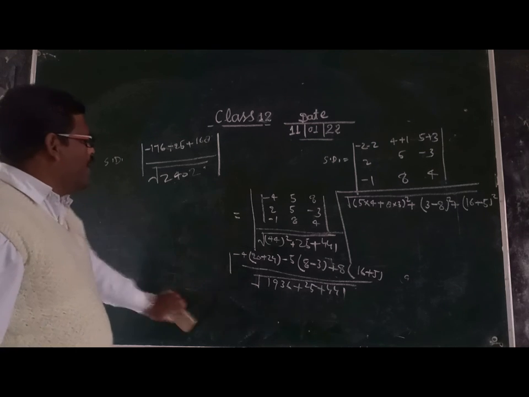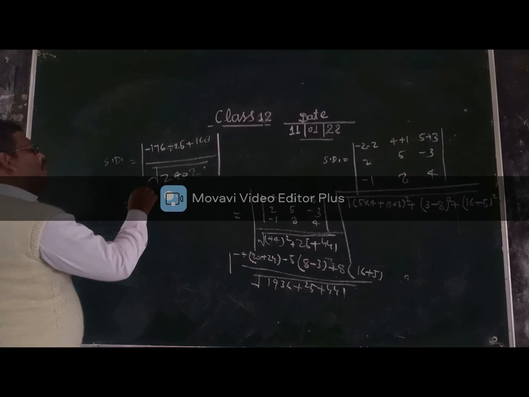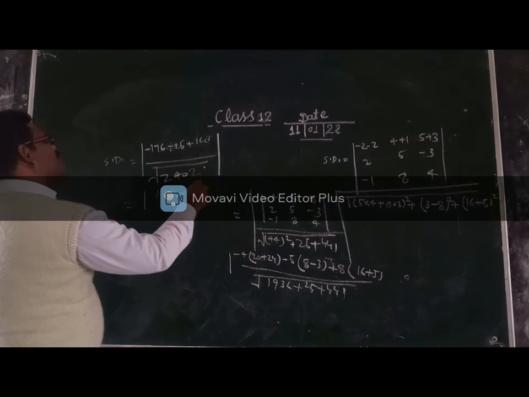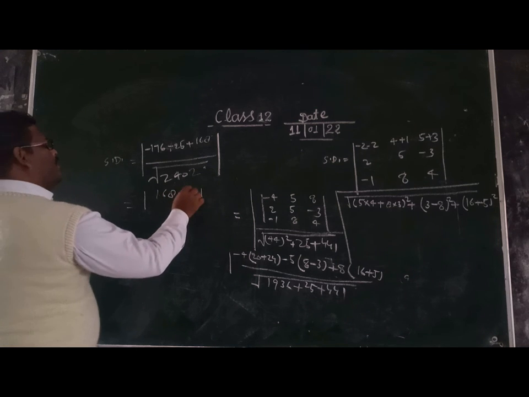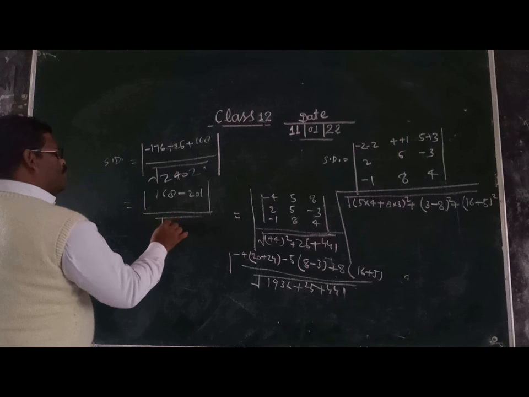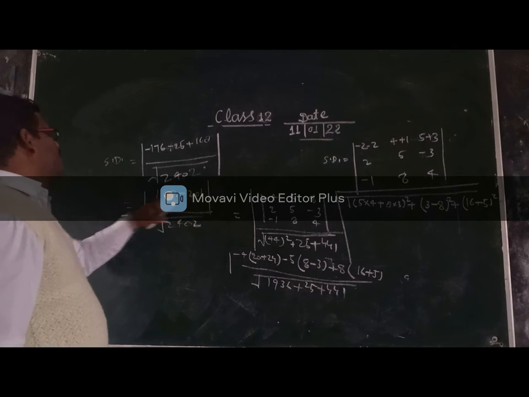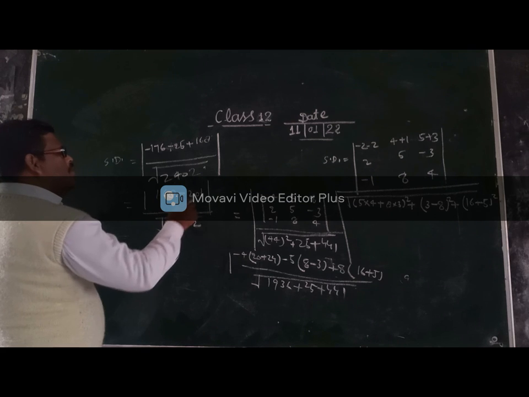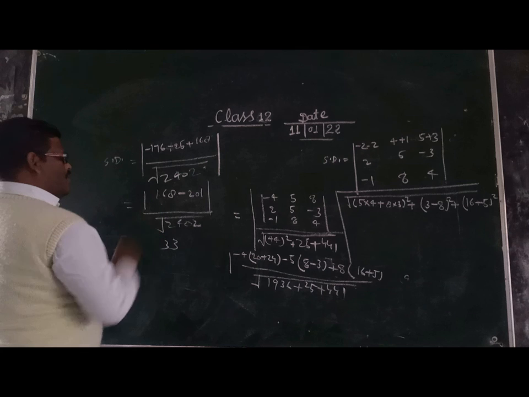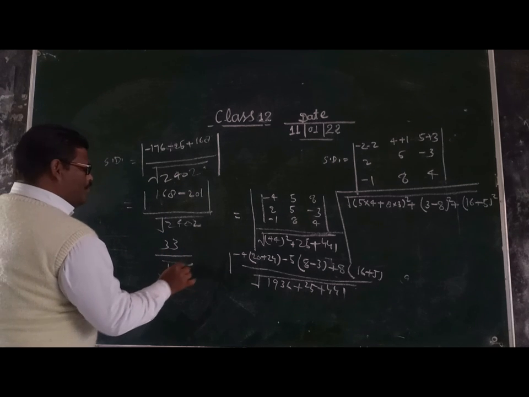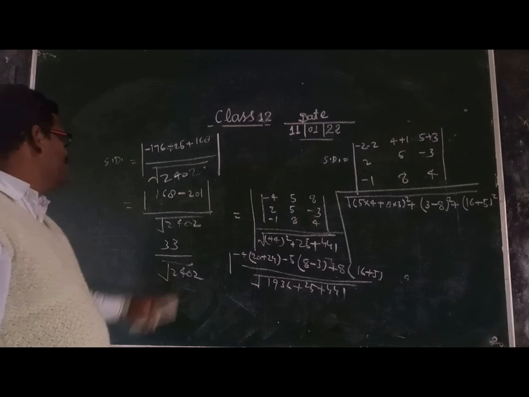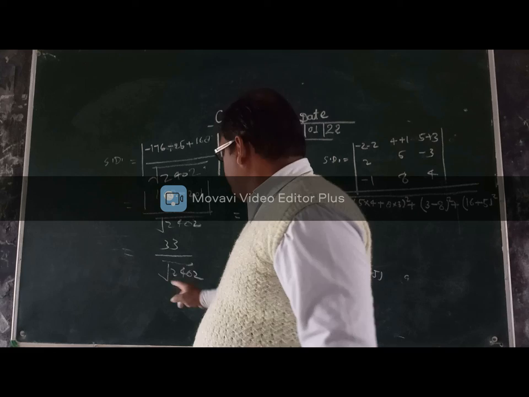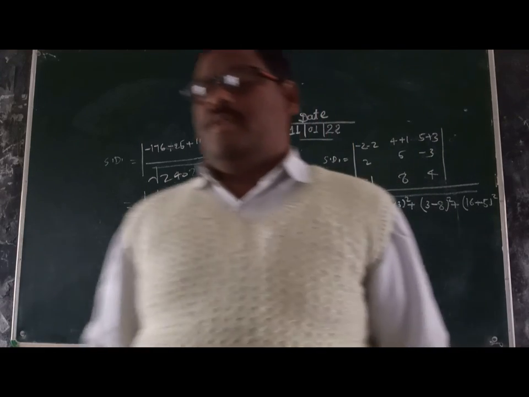Now simplify this, you can find the required result, which is equal to mod of minus 176 minus 25 plus 168, that is minus 33, divided by the square root of 2402. Taking the modulus, it is positive. Taking the square root of 2402, you can find the required result, which is the shortest distance between the lines: 33 by under root 2402. That is the answer. Thank you.